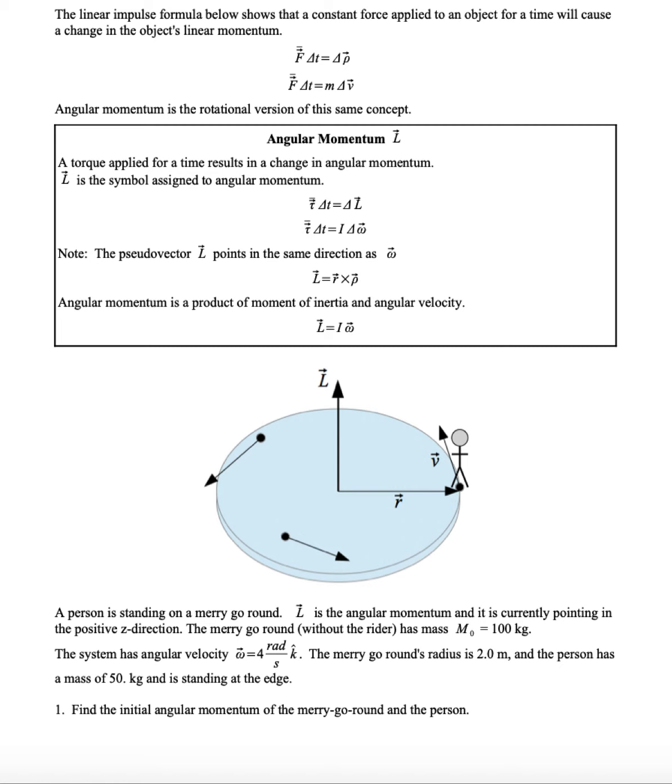K hat points in the z direction. The merry-go-round has a radius of 2 meters. Let's find the initial angular momentum of the merry-go-round and the person together as a system. So the merry-go-round can be treated as a disk. Its moment of inertia will be 1/2 mr².